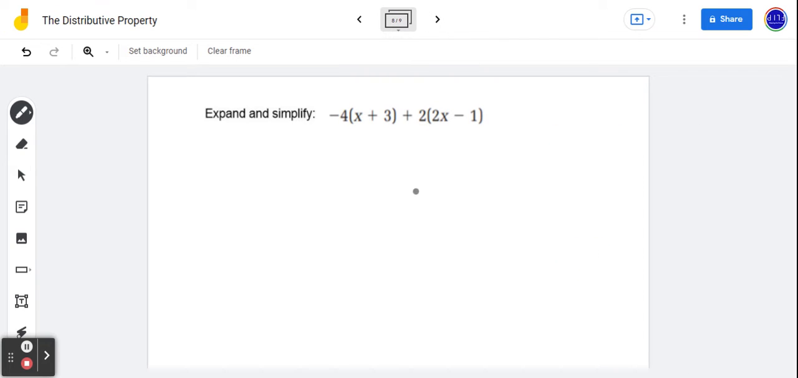All right, final two. Here we go. So these ones are a little lengthier. They have multiple expressions in them, but the same thing applies. Look for how you can use the distributive property to get the job done. You could use multiple arrays for this, but at this point, why don't we just focus on using the distributive property with these expressions? So let's take the negative 4, we'll multiply that over the x, and we'll multiply that over the positive 3, and then the 2 will be multiplied over the 2x as well as the negative 1.